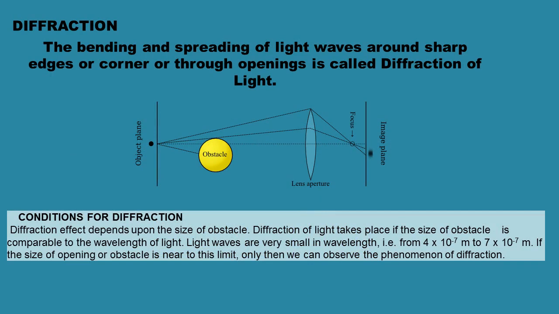Diffraction. The bending and spreading of light waves around any sharp edges or corner or through openings is called diffraction of light. As you see in the diagram, an obstacle has been placed in front of a light, and when light spreads, it bends around the sharp edges, and a lens is placed in front of these light waves, which after refraction forms an image on the screen.